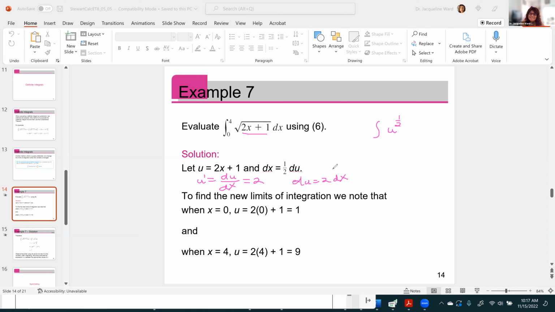Does that help? I still don't know what the 2 came from. Is that from the other slide? That's the derivative up here. Oh, I see. Okay, I get that. Yeah. When you take the derivative, du over dx is the derivative of this, and then we label it du. And then I'm solving for just the du. Okay.